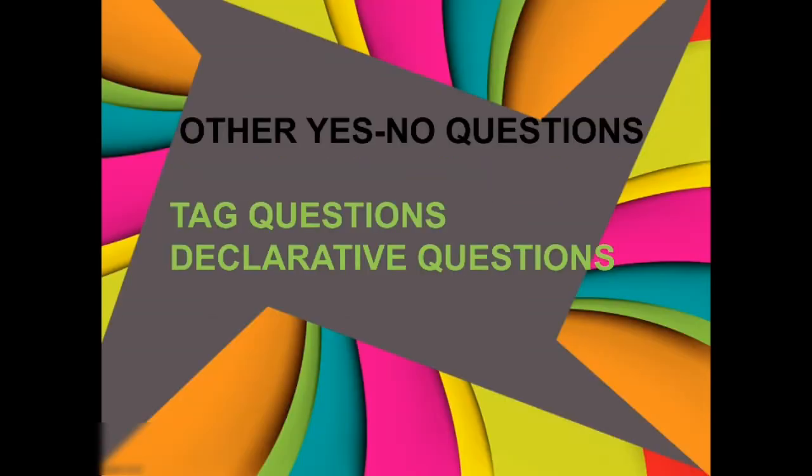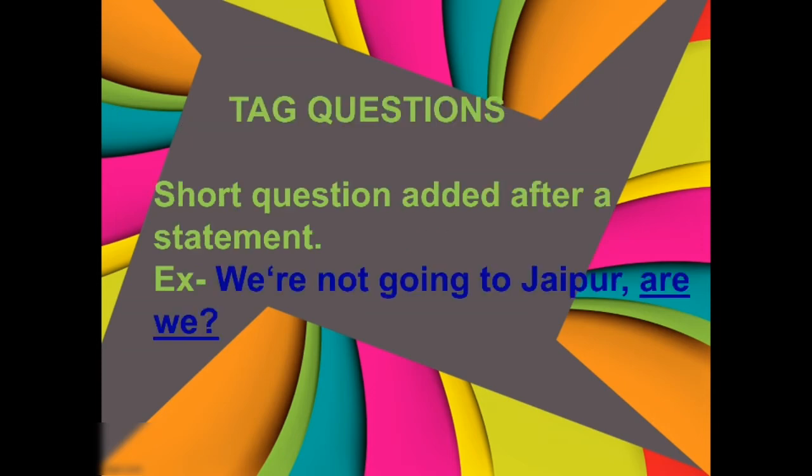Now students, we are going to see some other yes or no questions. There are two types of other questions also there. Tag questions and declarative questions. Let's see what are they. क्या होते हैं ये tag questions and declarative questions? Just see. Tag questions. Short question added after a statement. जब भी हम कोई स्टेटमेंट बोलते हैं उसके पीछे हम कभी कभी ना शॉर्ट क्वेश्चन लगा देते हैं.